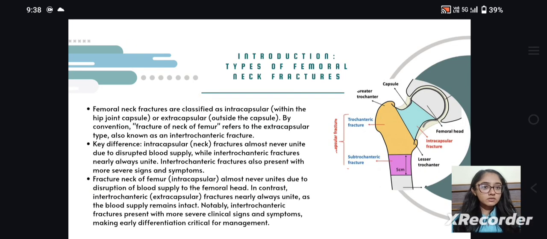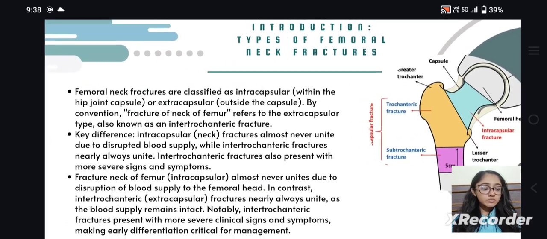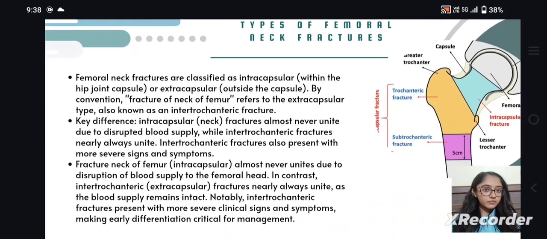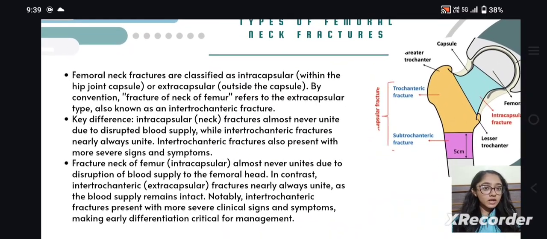So, first of all, introduction, types of femoral neck fractures. Femoral neck fractures are classified as intracapsular, which means within the hip joint capsule, or extracapsular, which means outside of the capsule. By convention, fracture of the neck of femur refers to the extracapsular type, also known as intertrochanteric fracture.